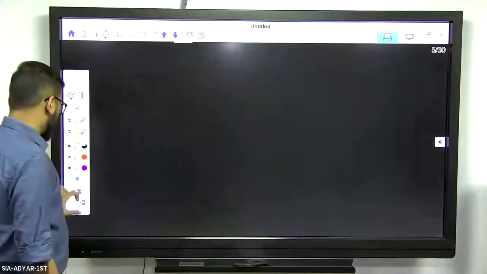Now, based on this understanding, we'll take a look at different types of exchange rates.